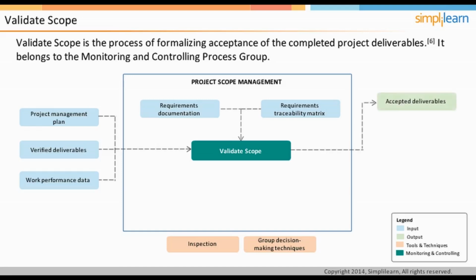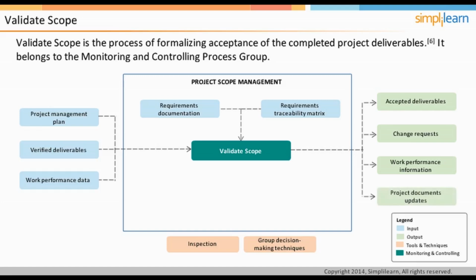The output of this process is the accepted deliverable. Sometimes a deliverable might not be acceptable, and that results in another output, that is, change request. Due to the validation process, the information about the deliverables which have been accepted, and any observations during the validation process may be recorded. Some documents, like the report on status of the project's product, are updated as a result of this process, and listed as one of the outputs.